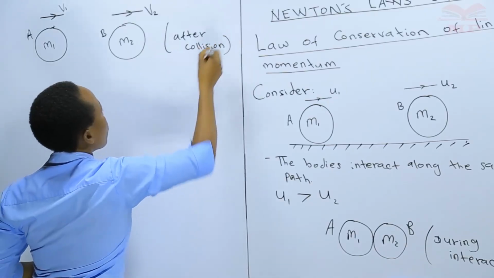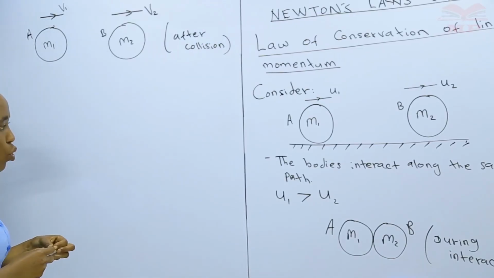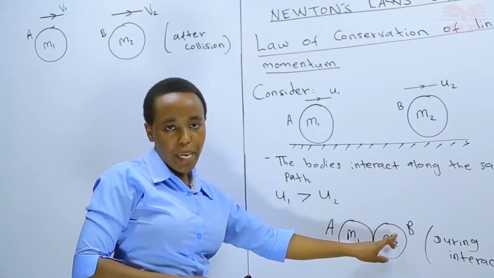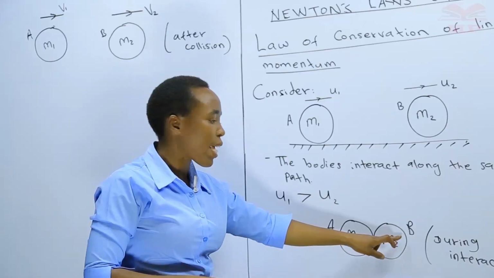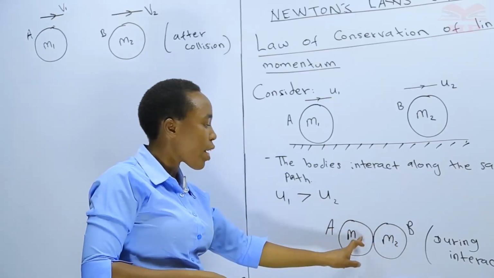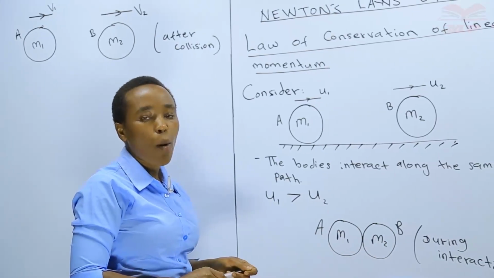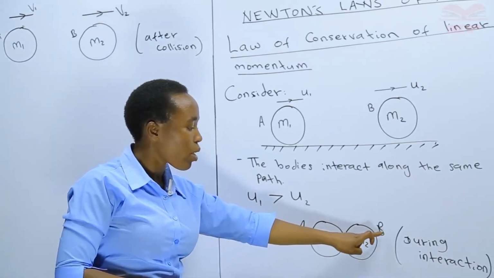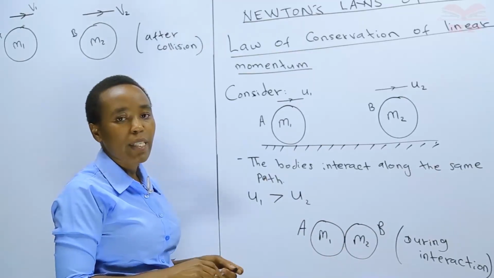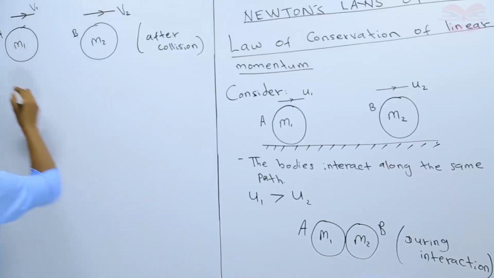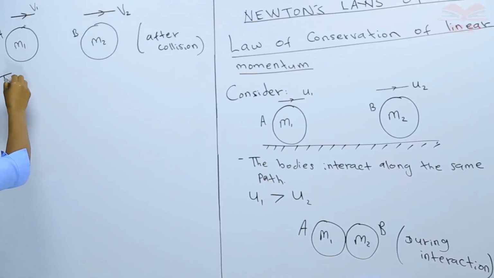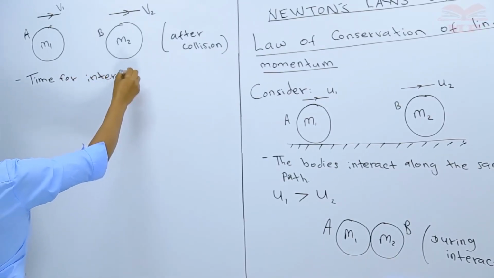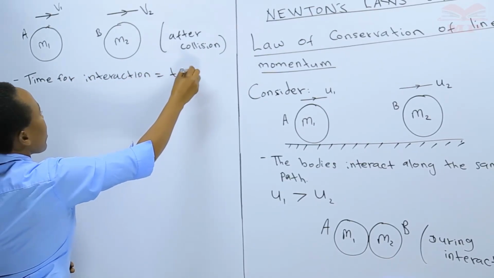Now something that we should note from Newton's third law of motion, when this body A exerts some force on body B, again body B will exert the same force on body A, but the force now will be in the opposite direction. So the force exerted by A will be equal to the force exerted by B, but in opposite direction. And let's take the time for the interaction to be t seconds.